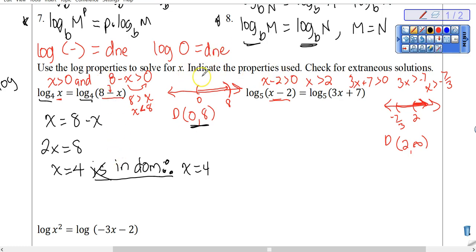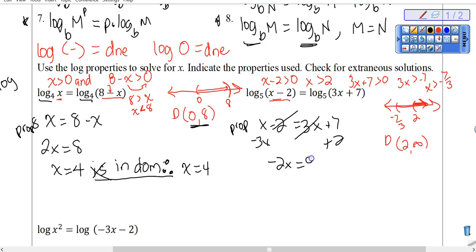Now I forgot something. I said to indicate the property used. Pause. What property did we use? Property 8. So just write property 8. All right, so what property am I about to employ again? Property 8 says if the logs are equal, then the numbers are equal. And then I can just solve that. So subtract 3x to this side, add 2 to that side. We get negative 2x equals 9, and x equals negative 9/2.